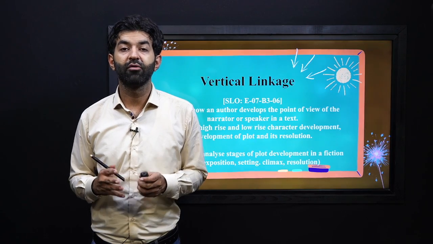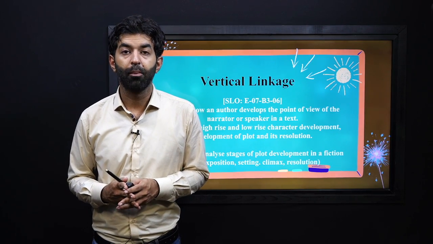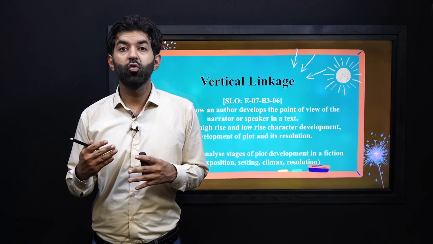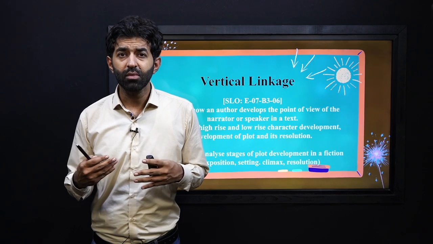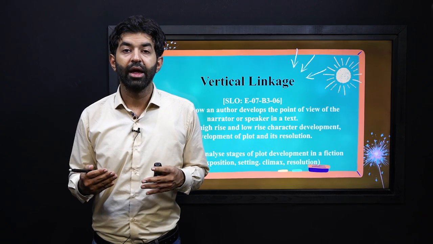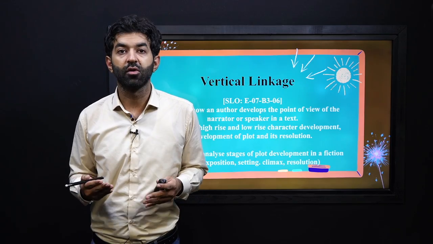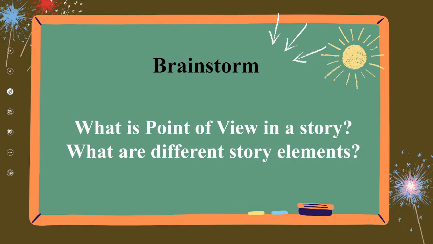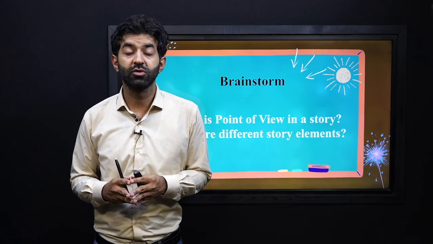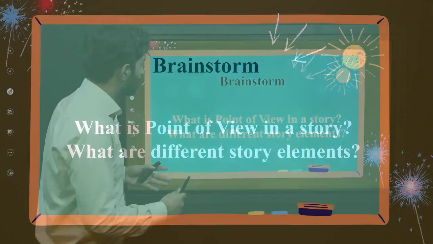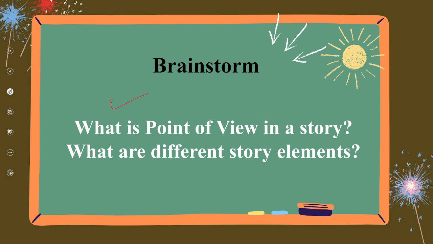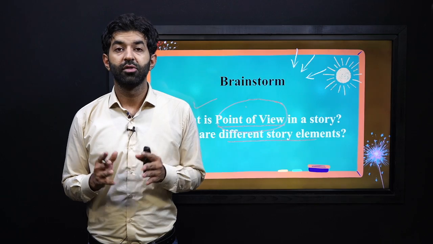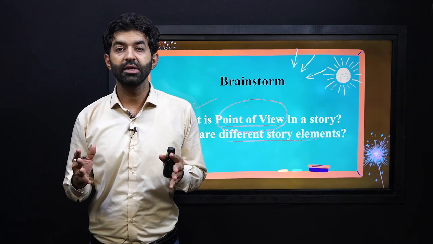So I hope that you have read the story. This is a story about a boy who was struggling with his temptation, and then he faced the consequences of that. You can see the vertical linkage, and for today's brainstorming session, you have to think and recall what point of view in a story is and what the different story elements are. Now, students, think about it and then we can discuss it.